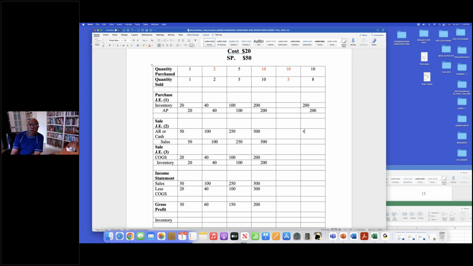Since we only sold 8, that is only 400 because we only sold 8 pairs of shoes. The cost of goods is going to be 160. So inventory, since we only sold 8 pairs, we multiply 8 times 20, we have 160. So the gross profit is going to be 240, with 500 minus 160.